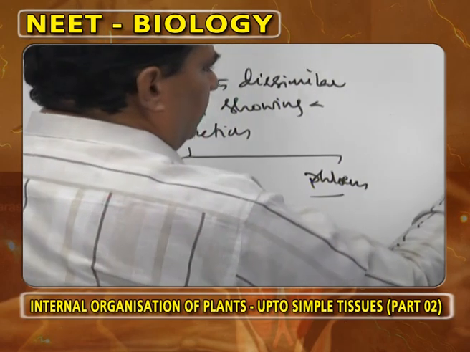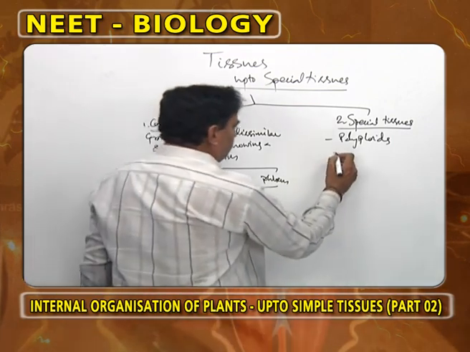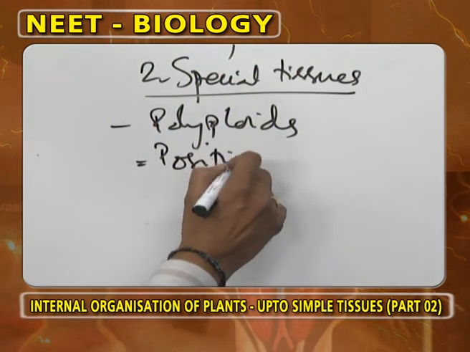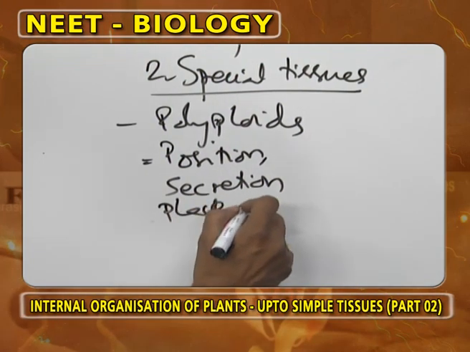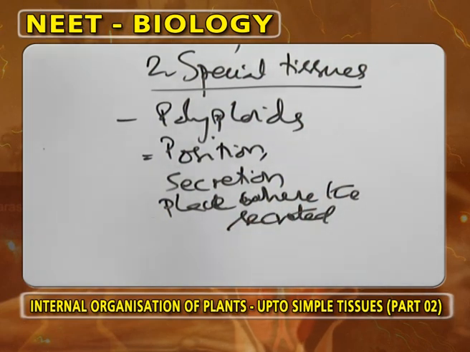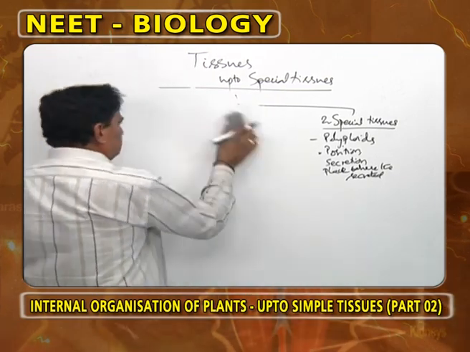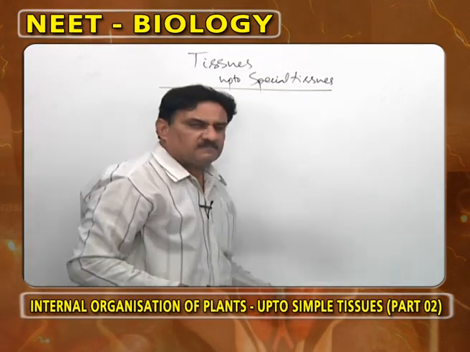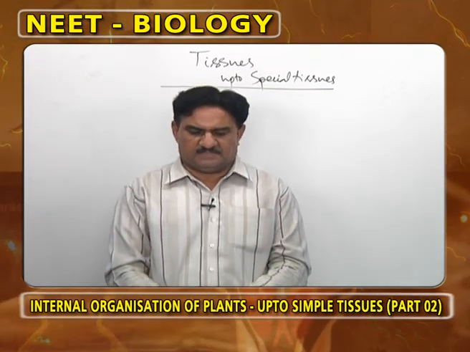Special tissues are polyploid in nature because they are formed by the fusion of the cells. Special tissues are formed by the grouping of cells based on their position, based on their secretion, based on the place where the secreted substances are stored. Based on this, these are divided into different types. Just now I told all the names: digestive glands, nectary glands, osmophores, secretory cavities, then hydathodes, laticiferous tissues and other things.